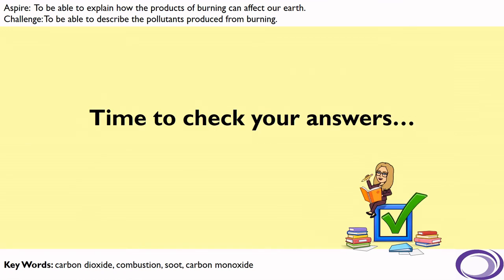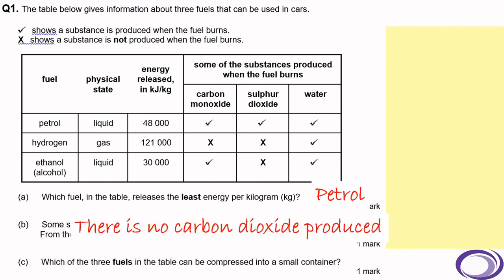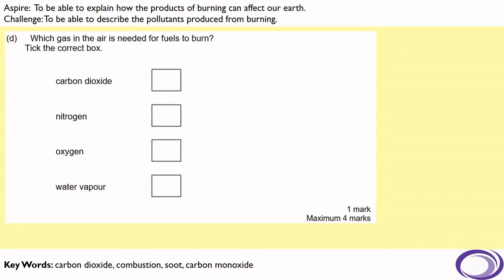So now it's time to check your answer. Petrol was the fuel that released the least energy. Hydrogen would be less pollution as there is no carbon dioxide being produced by that fuel. And of the three fuels in the table, hydrogen is the one that could be compressed as it is a gas. Oxygen is needed for fuels to burn.